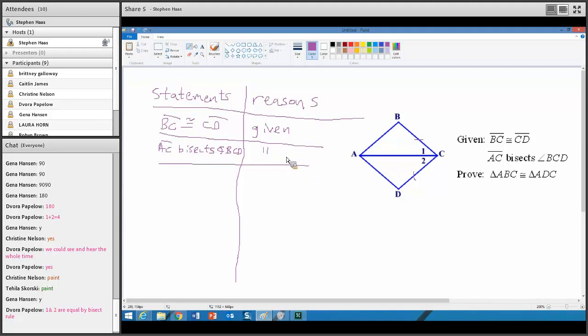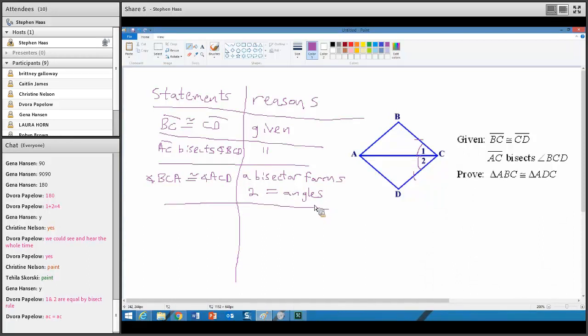Okay. So the first thing we can do is get these two angles, angle 1 and angle 2. And you can do this, by the way. You can call them 1 and 2, or you can call them by their full formal names: angle BCA is congruent or equal to angle ACD. Why is that? Because of the bisector rule. A bisector forms two equal angles.